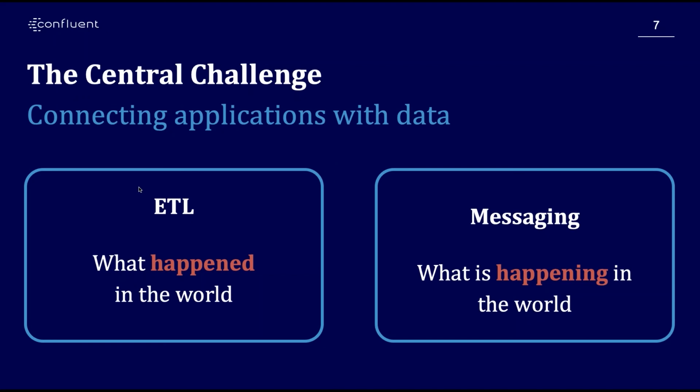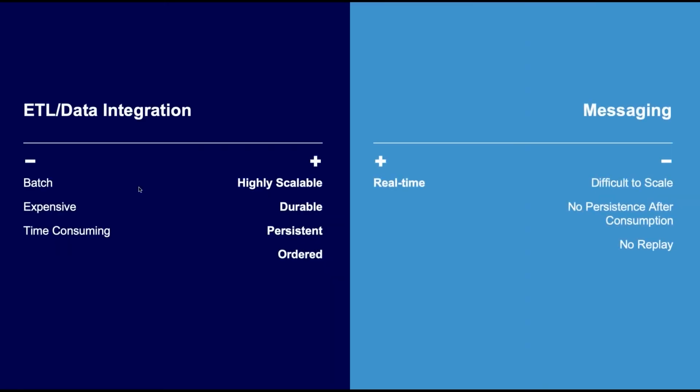Subsequently, we had the idea of needing more real time, so traditional messaging queues were introduced, and that was better at answering what is happening in the world right now. Both of these solutions have some pros and cons. If we look at the left-hand side, ETL, we have many positives about that solution. Now, there are some drawbacks as well.